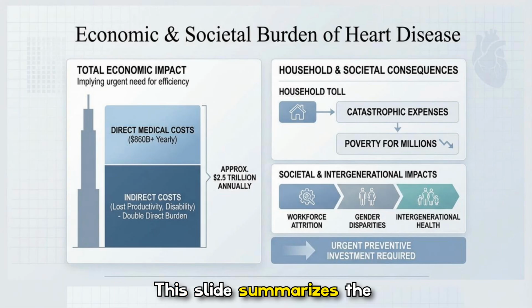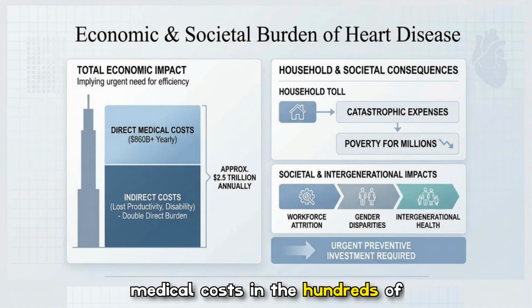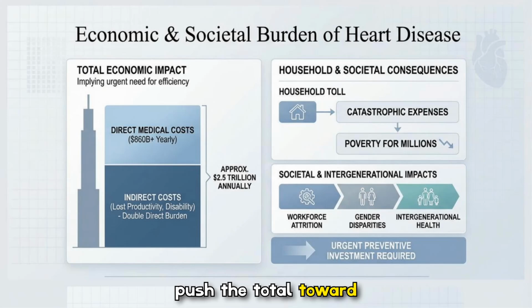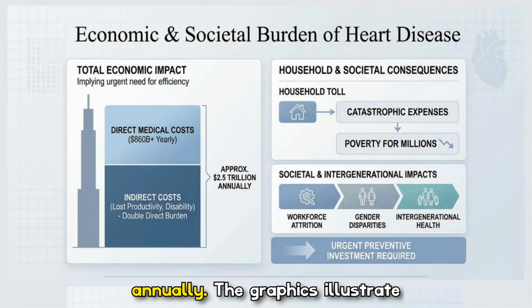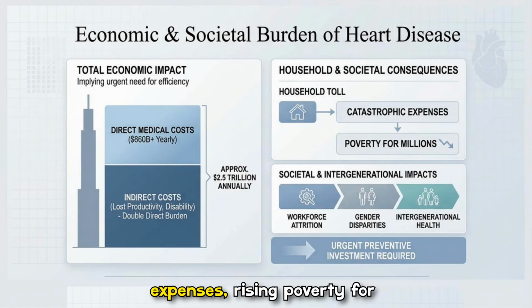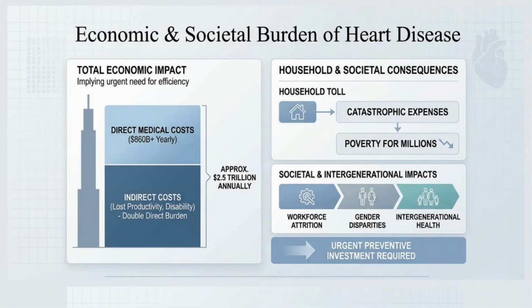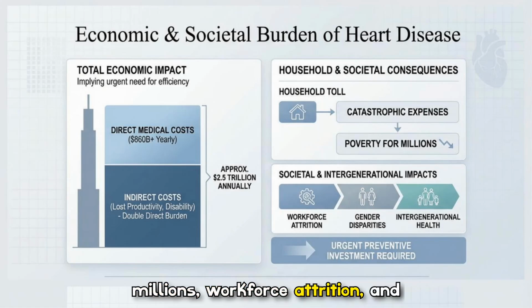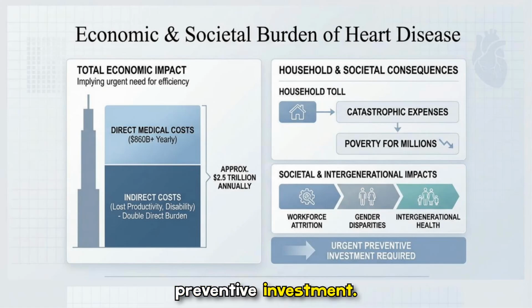This slide summarizes the economic and societal burden of heart disease, showing direct medical costs in the hundreds of billions and indirect losses that push the total toward multi-trillion-dollar impact annually. The graphics illustrate how these costs translate into catastrophic household expenses, rising poverty for millions, workforce attrition, and widening gender and intergenerational effects, underscoring the urgent need for preventive investment.